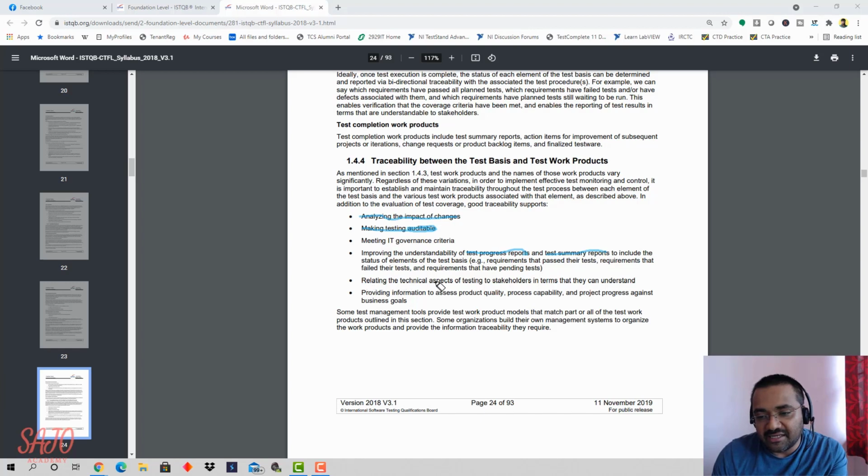Relating the testing aspects to the stakeholders in terms they can understand. This is also talking along the same lines: provide the information to assess the product quality. So now how can you assess the quality? Through coverage you can assess the quality, so whether you have covered or not.